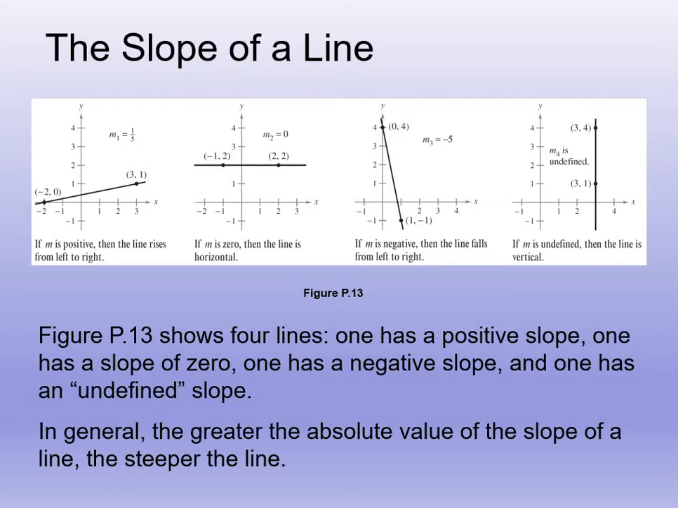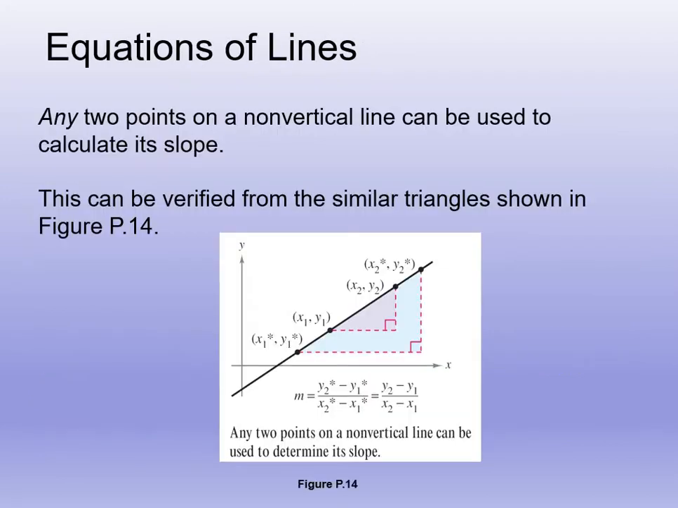The best way to look at the undefined one is if the x values are the same on the points. Any 2 points on a non-vertical line can be used to calculate its slope. When we get to the calculus piece of this, we're going to use smaller and smaller increments because we want to find the slope of the tangent line. Tangent is to 1 point.